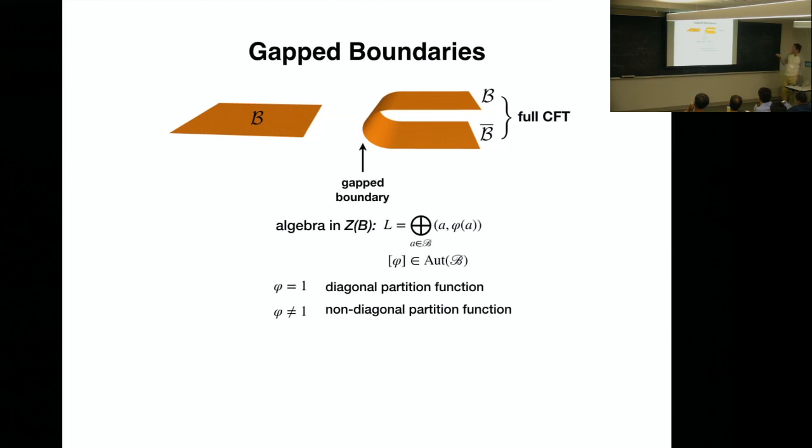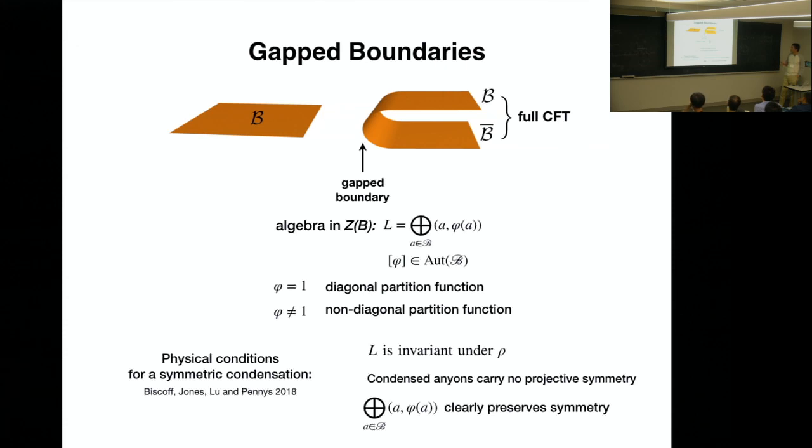So on this boundary, the gap boundary of this double layer can be described by what anyons condense on the boundary. On the other hand, what it really says is you can take one particle on the top layer and then turn it to an anyon on the bottom layer. So that's a gap boundary. And if the particle goes into the same particle, then it's a diagonal partition function if you view it as a CFT. And if it undergoes some permutation, then it's a non-diagonal CFT.